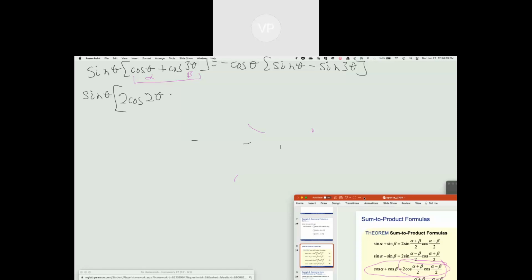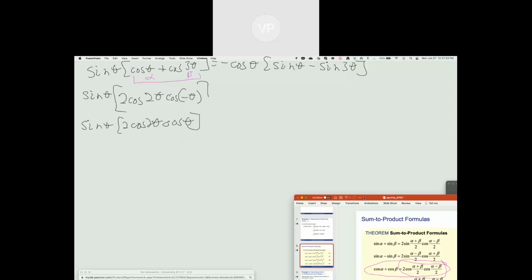Times cosine of alpha minus beta over 2. So that's theta minus 3 theta, which is negative 2 theta, over 2. That's a negative theta. So it kind of looks like that last problem I had. This becomes 2 cosine 2 theta cosine theta, because again, the negative just goes away when it's inside of a cosine. So now I'm looking at this and going, okay, I don't see it looking exactly like the other side, but let's see if there's some way to rewrite it.